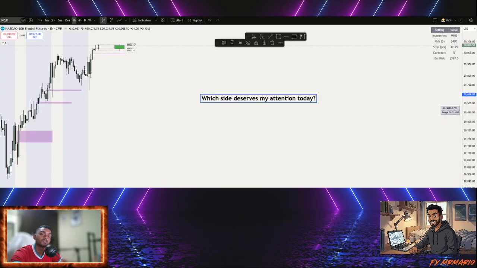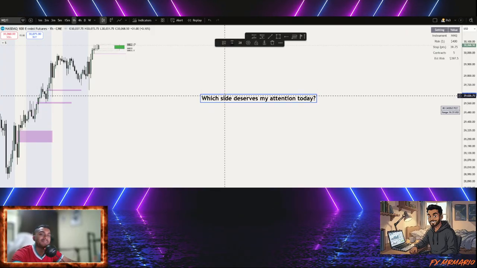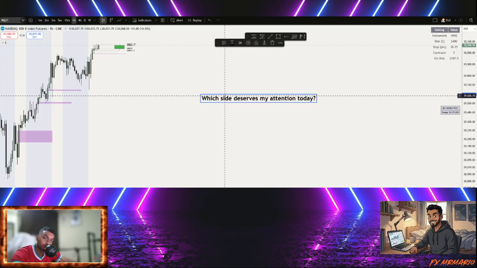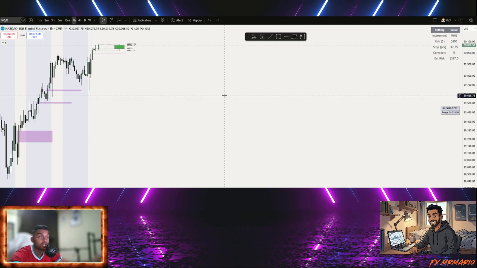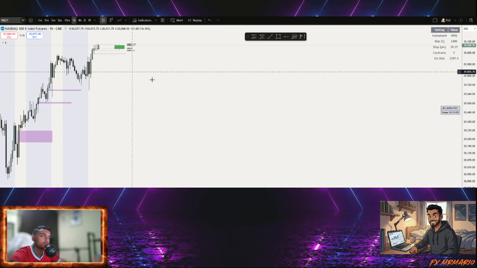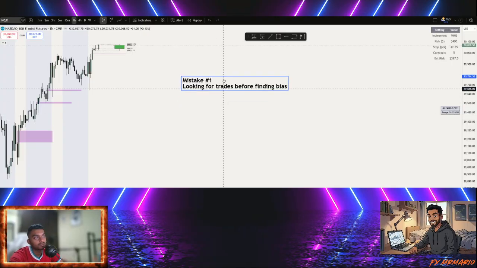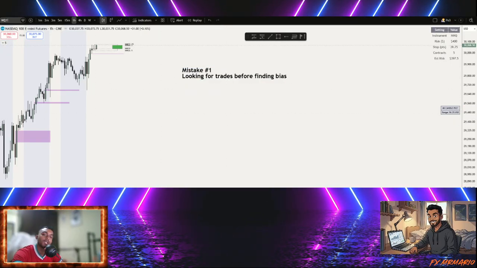All right. So today I want to show you guys the 3 mistakes I see beginner traders, and some traders that I know that have been trading for some time now, make when they're deciding whether they should be buying or selling. Now, mistake number 1: looking for trades before finding your buyers.